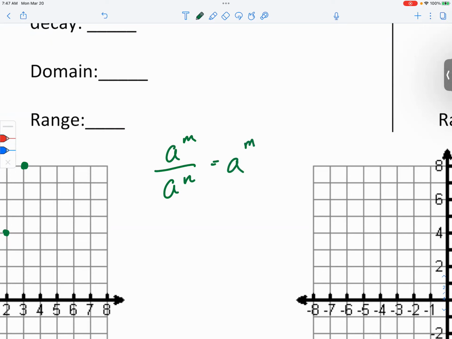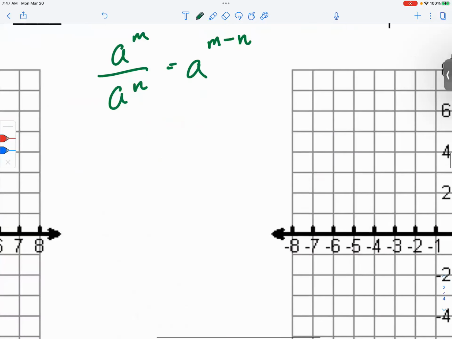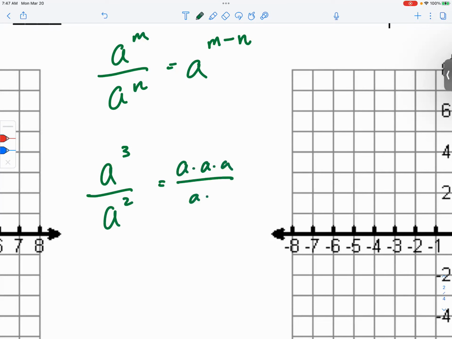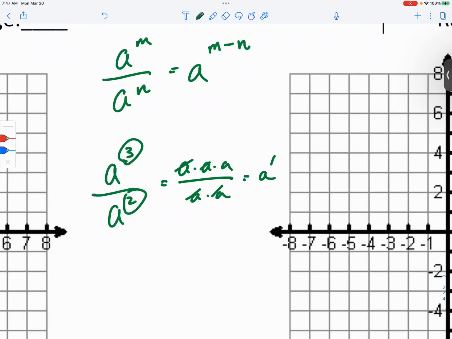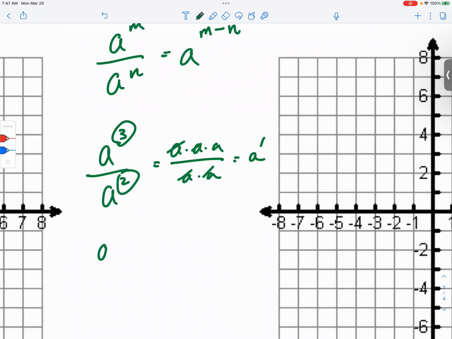M minus n, right? Or if I give you some example, it'll be like a to the third power over a squared. Well, if the meaning is this, that's why we say, oh yeah, you just go ahead and cancel things out, so you have a to the first power. So you can reason that, oh yeah, it's the subtraction of exponents. So far, so good? So now, what if I have a cube over a cube?